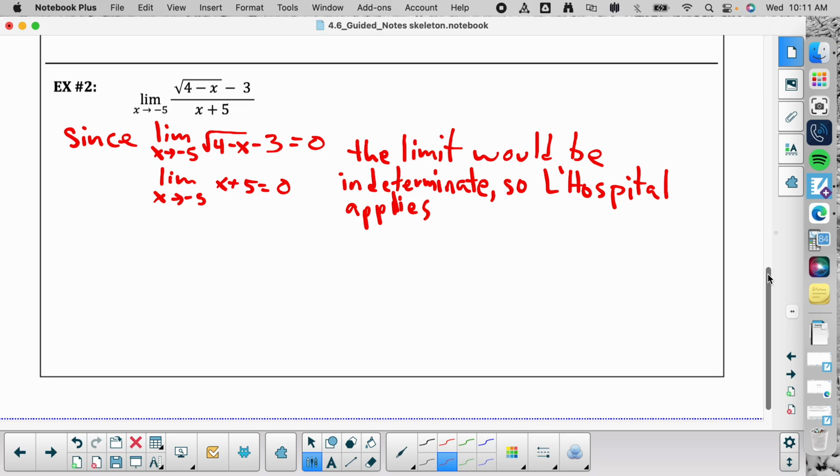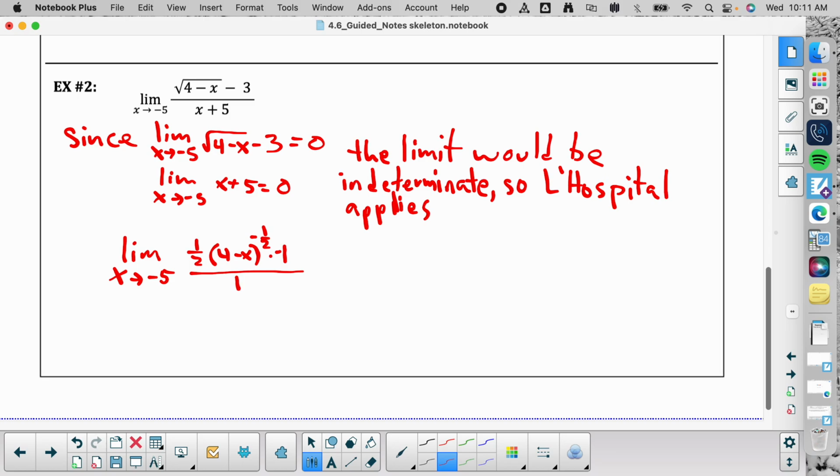Okay, well then now, I would say the limit as x approaches -5, the derivative of square root of 4 minus x, so that is gonna be 1/2 times 4 minus x to the -1/2 times -1, minus 0 over 1.